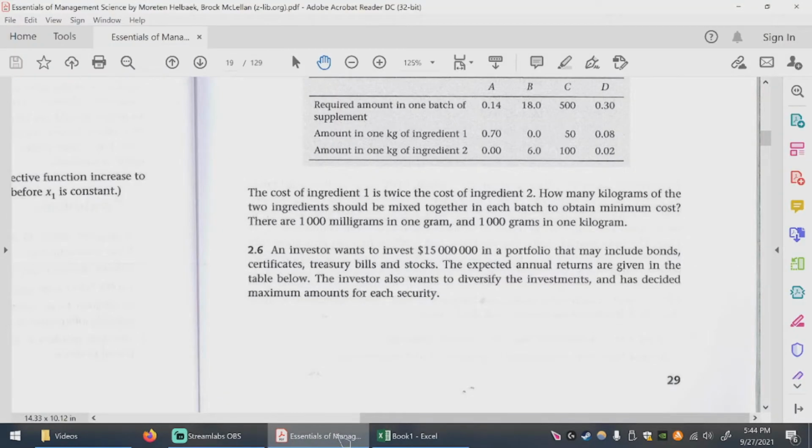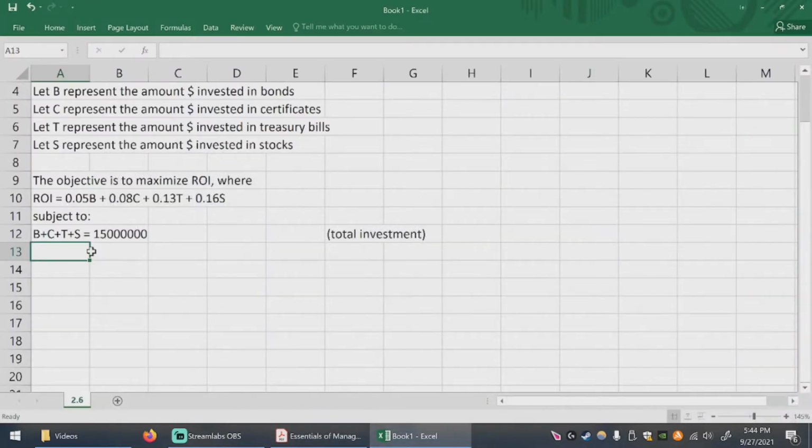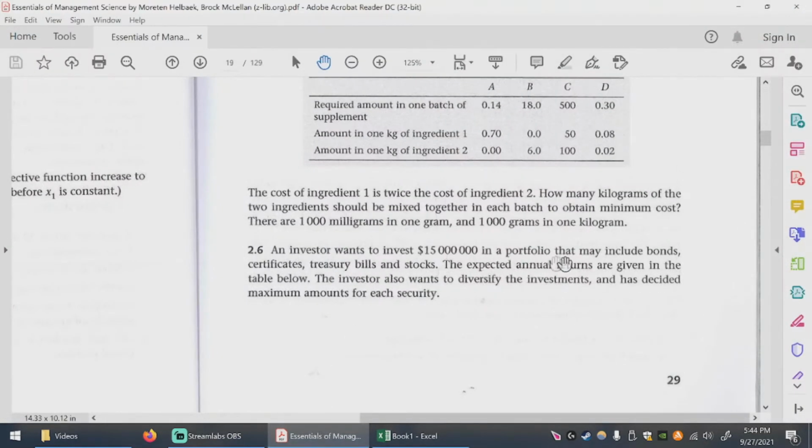Some people here might say less than or equal to, but according to this wording, they want to invest 15 million. All right, it's equal. The total of what they're investing is 15 million. Done. That constraint is done. Then they talk about the types. We've already covered that. Expected annual return decides our objective function.